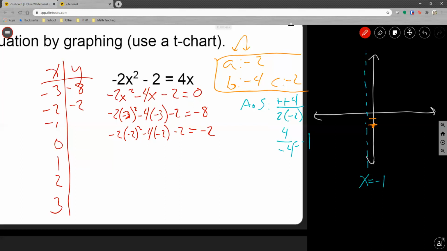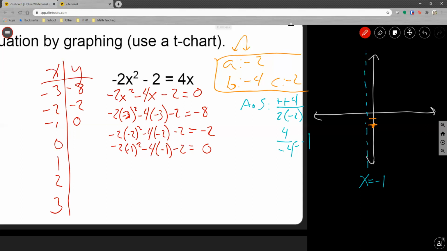I just keep on going through this. -2 times -1 squared minus 4 times -1 minus 2. This is going to give me -2 plus 4, which is +2, minus 2, which is going to give me 0. All right, there's one of my intercepts. Remember, that's trying to solve this by graphing. So I'm trying to find my x values that give me the value 0, or my x-intercepts.